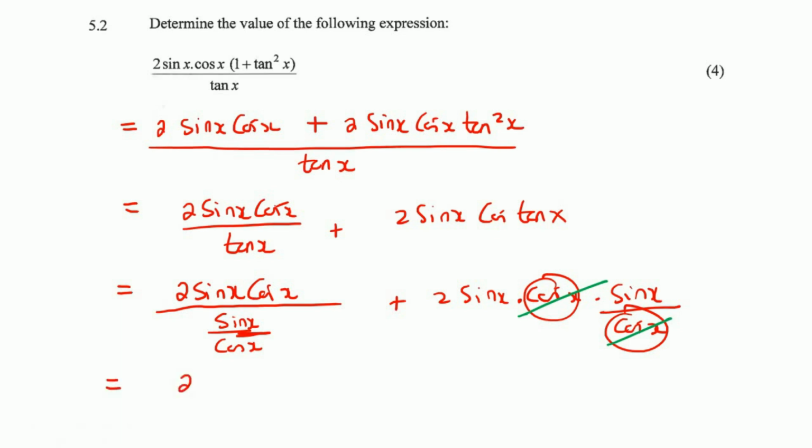So that's going to end up giving us 2 sin x cos x times cos x, and then at the bottom you're still going to have the sin x. All right, and then over here we're still left with 2 sin x times sin x.